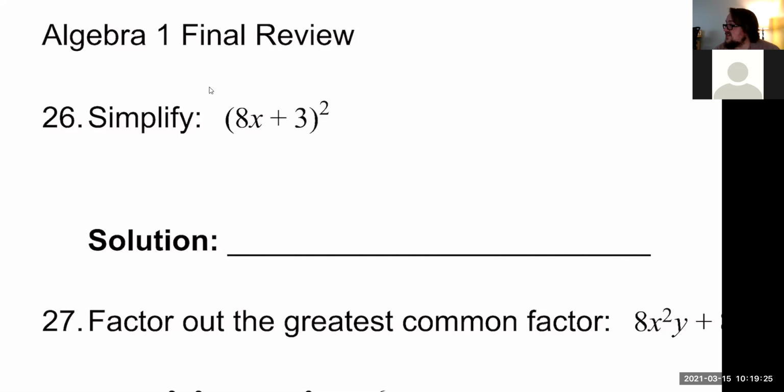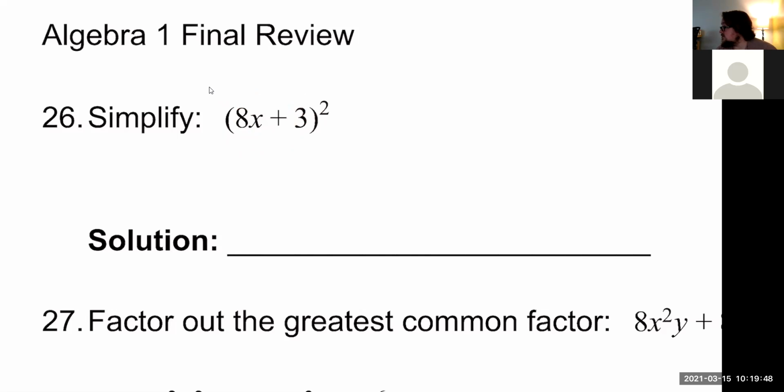And I would say that that would be great if this was a monomial. We can distribute exponents into monomials. Unfortunately, this is a binomial. So you cannot just square 8x and you cannot just square the 3. You really have to think about what it means to raise something to a power.